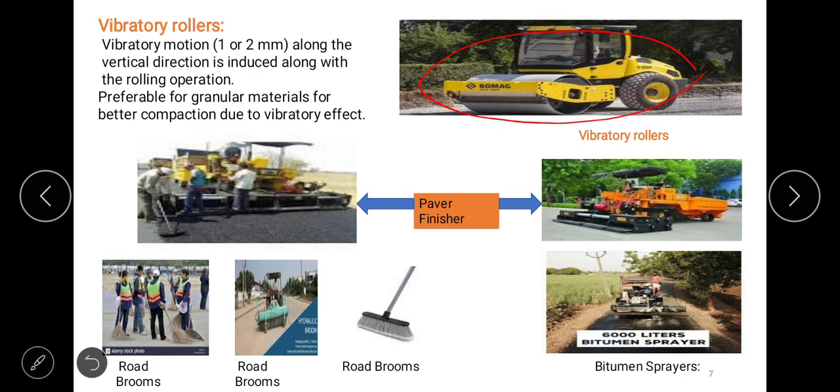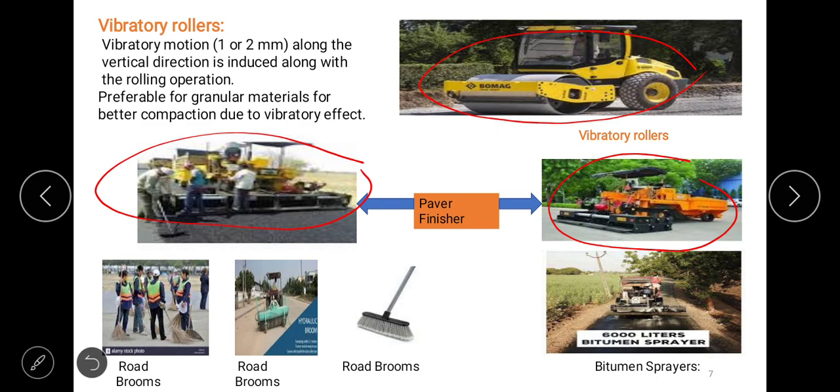Then paver finisher. You can see paver finisher, 2 types. There could be some more types with respect to size, with respect to operation, with respect to mechanism. Here you have to understand, in order to finish the pavement, bituminous concrete pavement or any other type of pavement, especially rigid pavement, finishers are used.